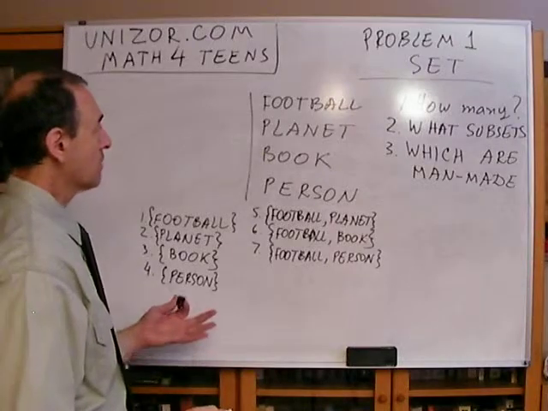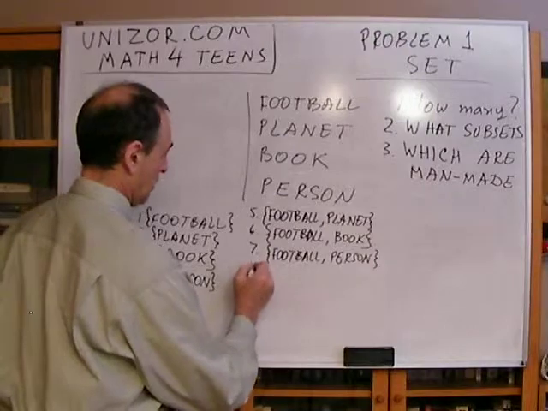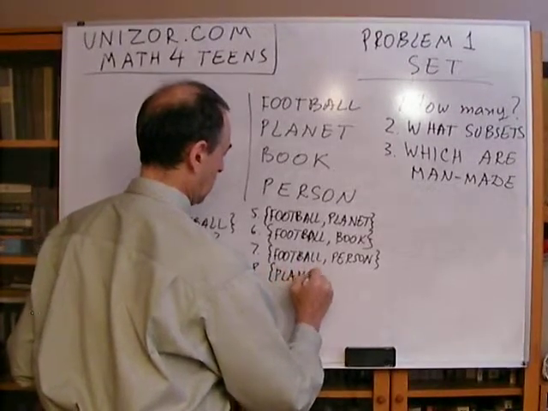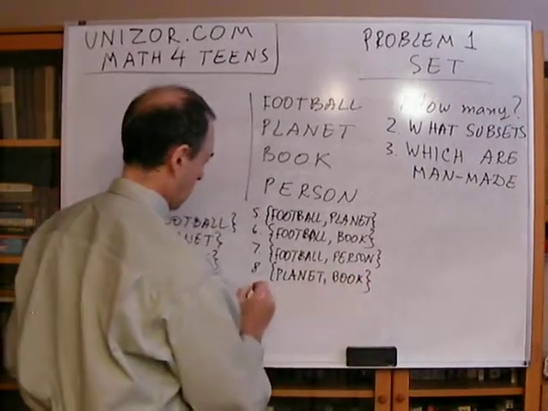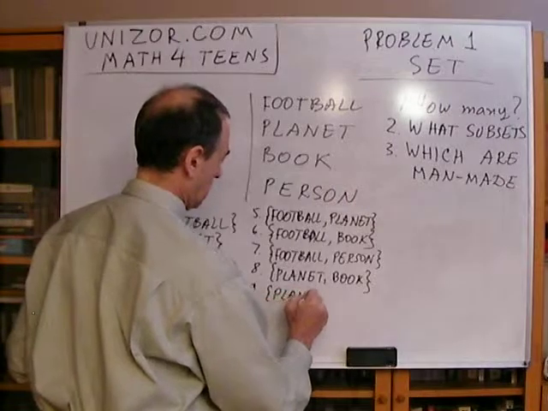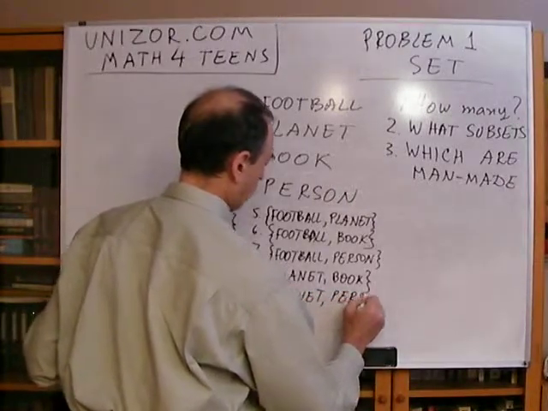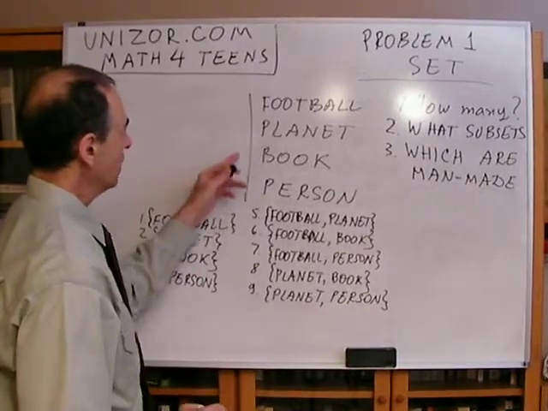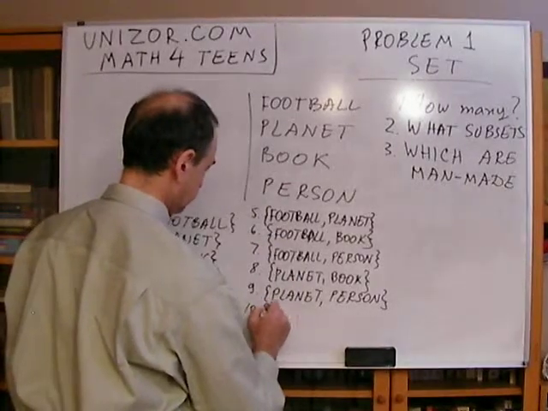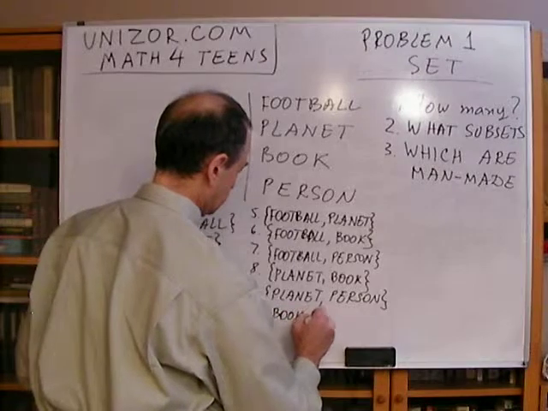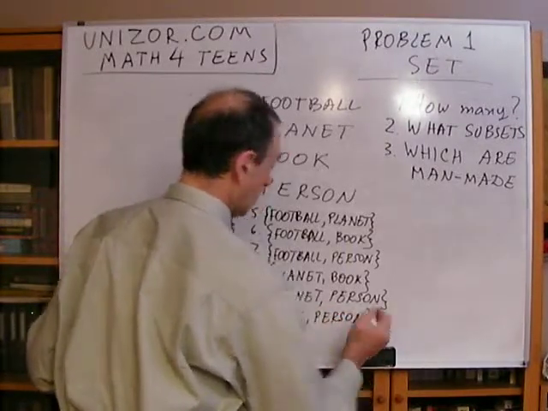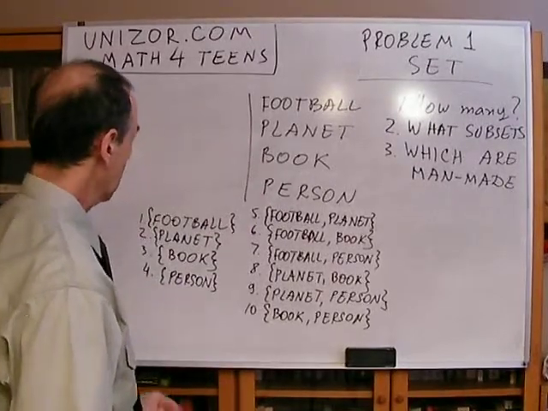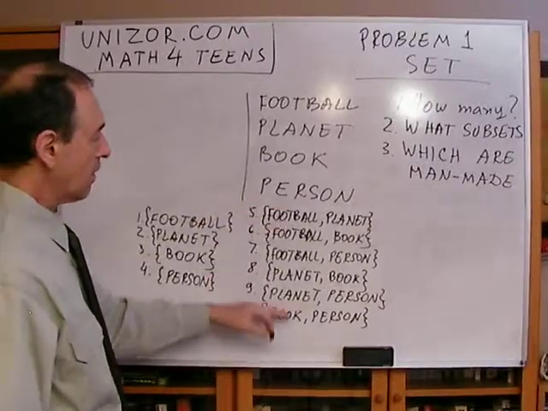Now, which pairs contain planet? Well, planet and football we have already counted, so we have to go only down. So it will be planet and book, and planet and person. Okay, counted everything new which contains planet. Now, everything new which contains book is only the book with a person. Well, as you see, it's not really easy to enumerate all of them. We really have to go through all the combinations. And with the person we have already counted, these are all old ones. So these are single element subsets. These are two element subsets.